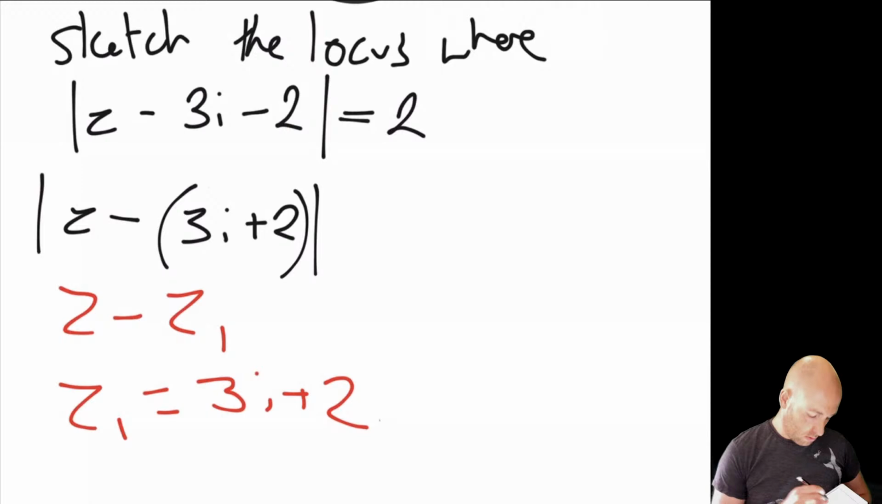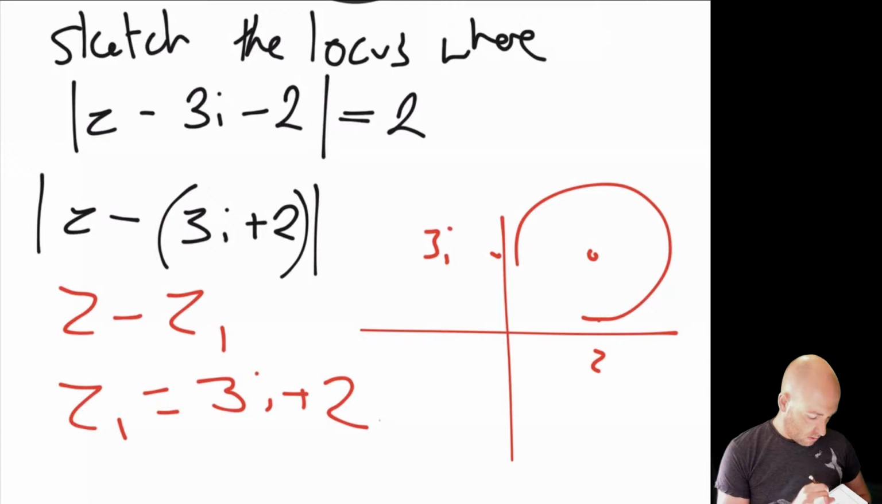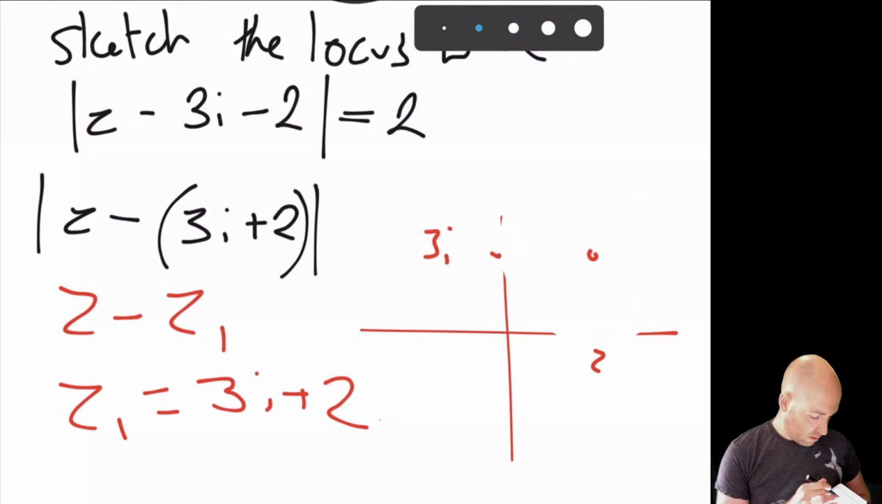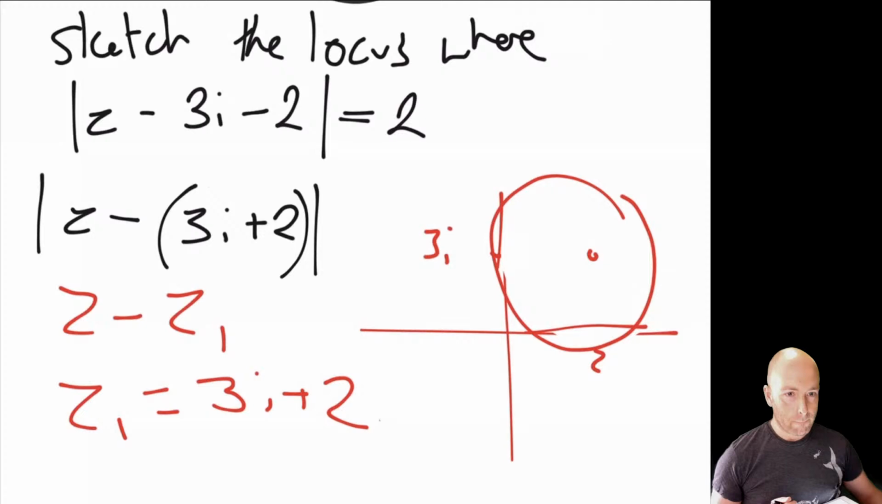So this looks like 2, 3i, like that. Actually, the radius is 4, so it should be a bit bigger. Something like that. Alex, what have you got? Yeah, not a very good sketch, because your radius is 2 by the looks of it, but not bad. Should we try one more?